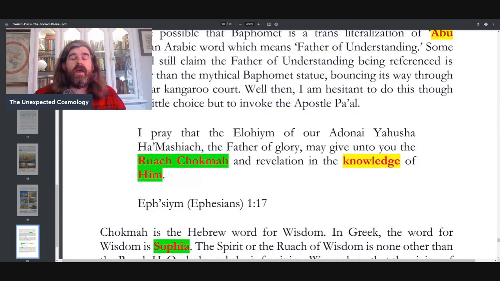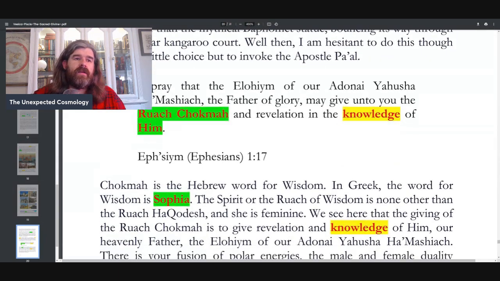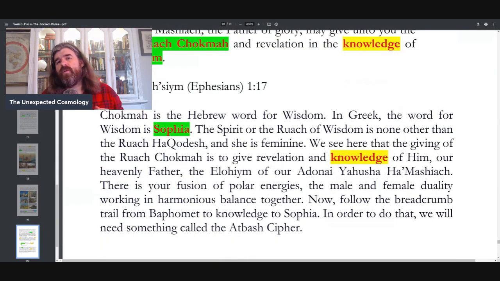And this is what he says: I pray that the Elohim of our Adonai Yahushua HaMashiach, the Father of glory, may give unto you the Ruach Chokmah and revelation in the knowledge of him. This comes from Ephesians 1:17. Chokmah is the Hebrew word for wisdom. In Greek, the word for wisdom is Sophia. The spirit or the Ruach of wisdom is none other than the Ruach HaKodesh, and she is feminine.